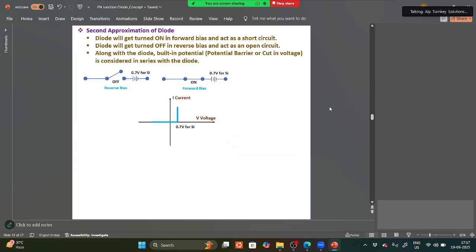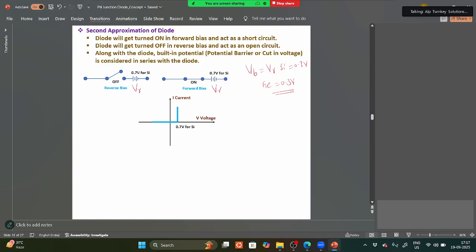Next, the second approximation. In the second approximation, along with the ideal characteristics you are adding the cut-in voltage. What is that cut-in voltage? V gamma, we already saw it, no? The barrier voltage or cut-in voltage for silicon is how much? 0.7 volts, and for germanium how much? 0.3 volts. Okay, till this the depletion layer will withstand. After that the depletion layer will disappear, and there is a huge, exponential increase in the current.